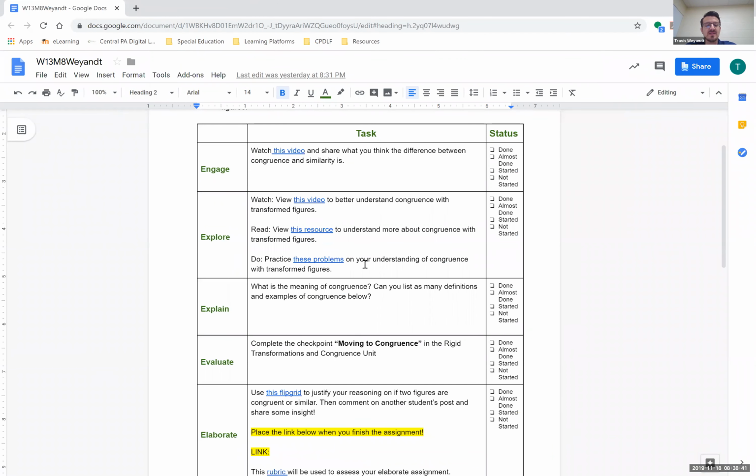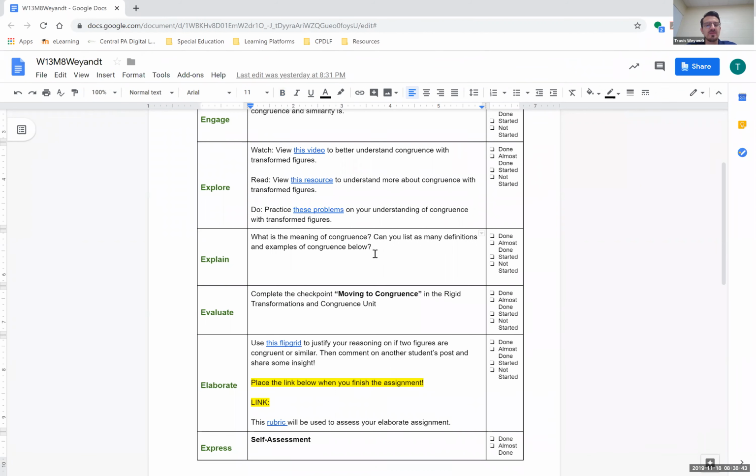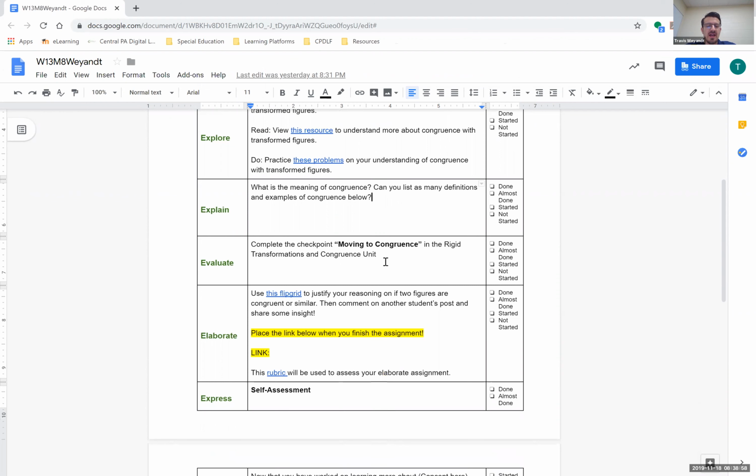We sometimes use them interchangeably without really thinking that they are in fact different. So in the explain section, I'd like you to list as many definitions and examples of congruence as you can. What is the meaning, from something you learned in the explore section, to firm up that idea of what congruence is. Then go ahead and complete the checkpoint on congruence. The end of this unit is focused around congruence, so hopefully with this lesson you're able to complete that checkpoint and show that you understand the idea of congruence.